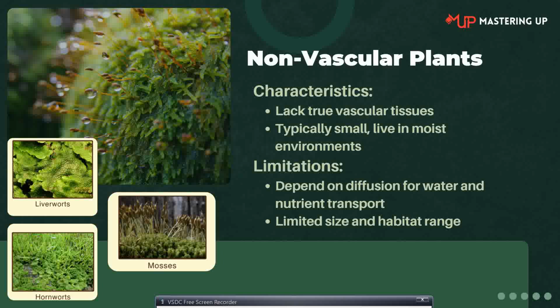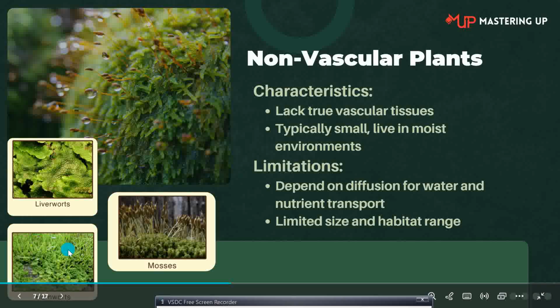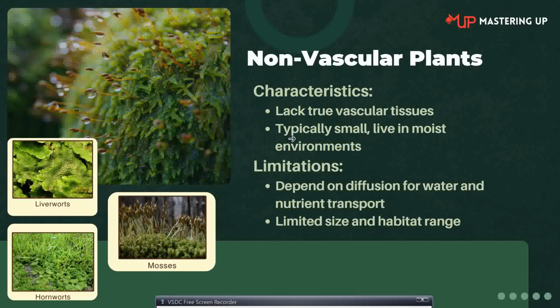Now about the non-vascular plants, their characteristics include the lack of a true vascular system. They are typically small and live in moist environments. Here you can see the picture of a moss. You can see a thallus is present and different structures are present. Liverworts are here, mosses are here, hornworts are here. They have a specialized body structure, and that way they are considered different from the thallophytes.